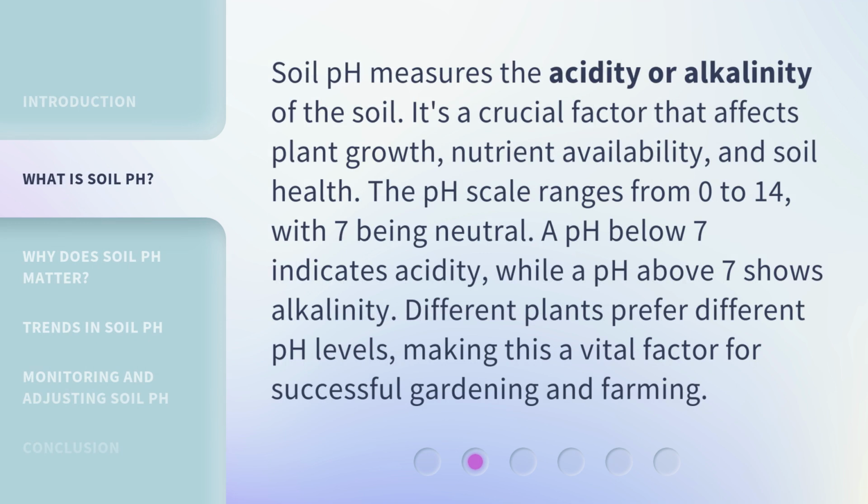Soil pH measures the acidity or alkalinity of the soil. It's a crucial factor that affects plant growth, nutrient availability, and soil health. The pH scale ranges from 0 to 14, with 7 being neutral. A pH below 7 indicates acidity, while a pH above 7 shows alkalinity. Different plants prefer different pH levels, making this a vital factor for successful gardening and farming.